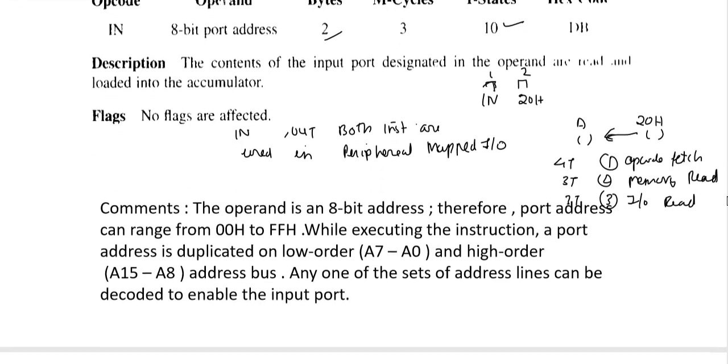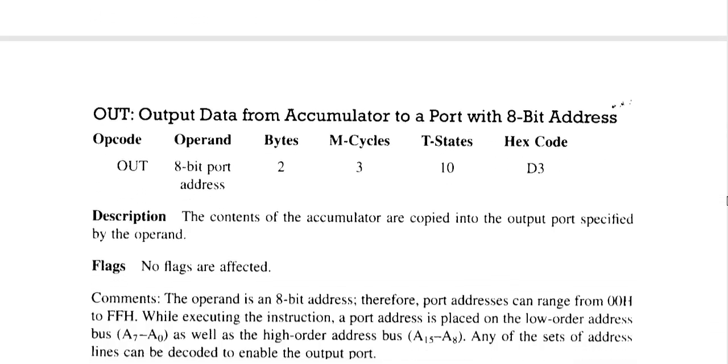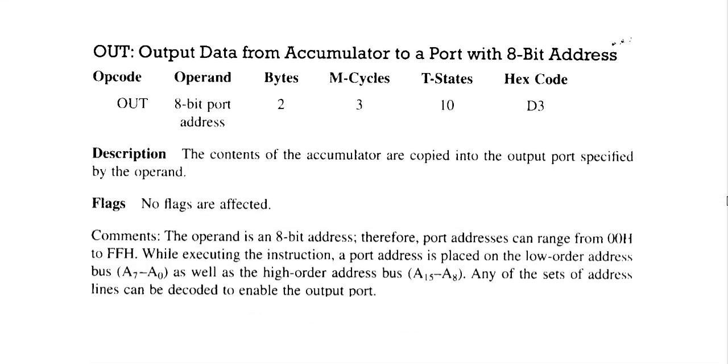Now in the last section we will see the OUT instruction. This OUT instruction is basically doing work opposite to the IN instruction. It will move data from the accumulator to the specified port. For example, if the output port has an address 40H, it will move the data from the accumulator to the given device having address 40H.